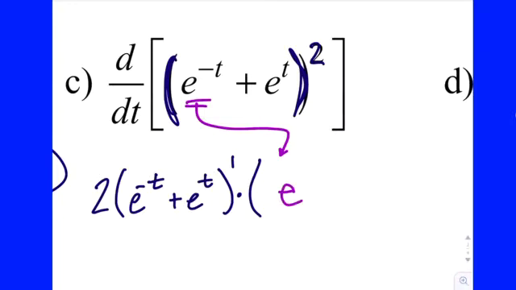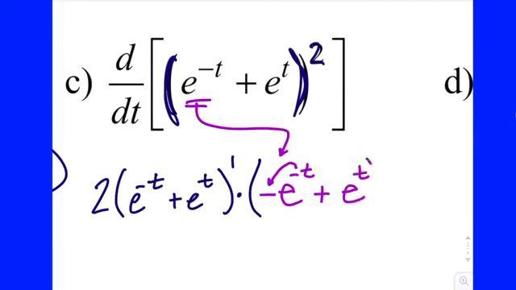Very good. It's itself, e to the negative t. Don't need to worry about the natural log of e. Times the chain rule, a negative 1. And a lot of students forget that negative 1. For some reason, when it's just a negative x or a negative t, they forget the chain rule, forget to multiply by negative 1. And then plus, what's the derivative of e to the t?